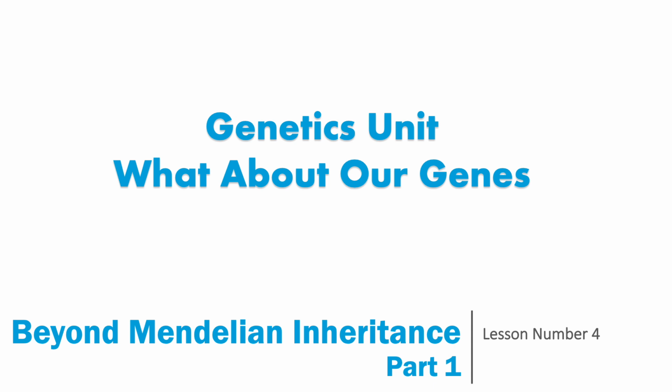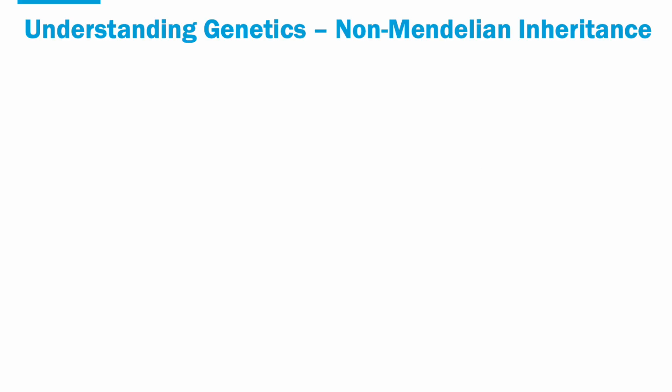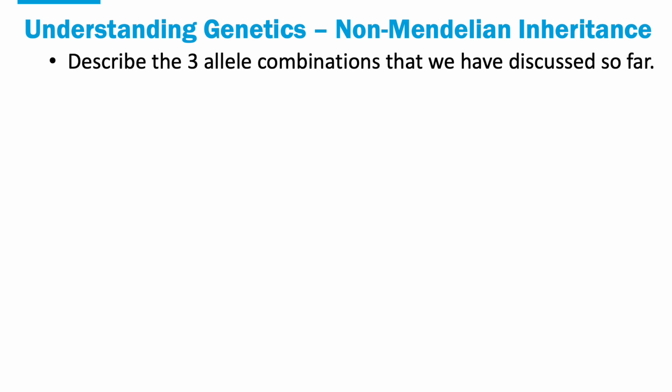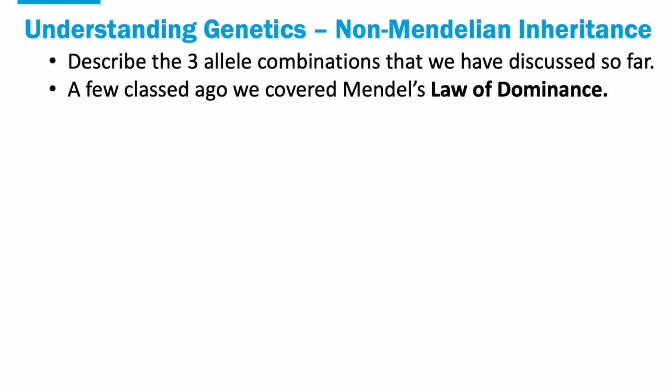Okay, continuing with our study of genetics, we're now going to look at non-Mendelian inheritance. Remember the three allele combinations that we've discussed so far. We know that we have homozygous dominant, homozygous recessive, and heterozygous. Those are following the law of dominance.